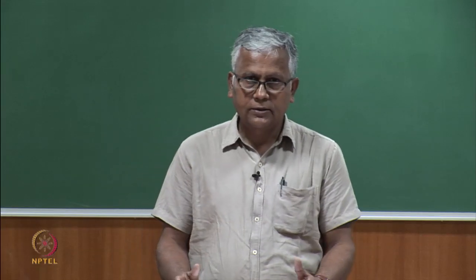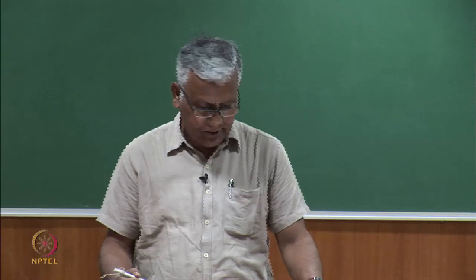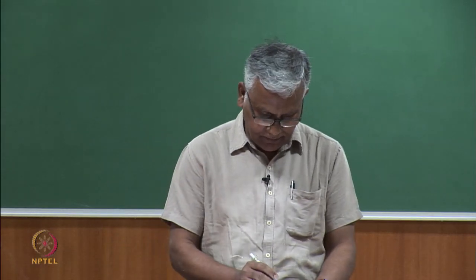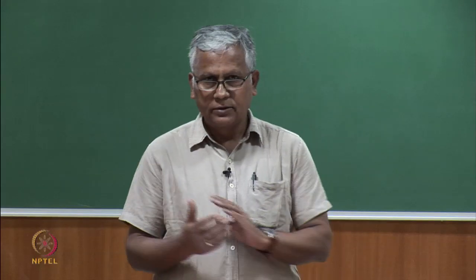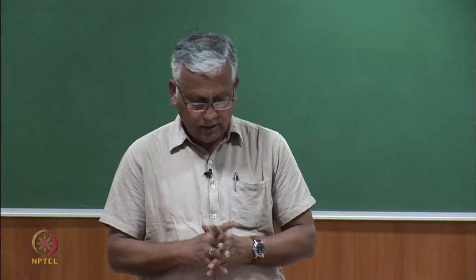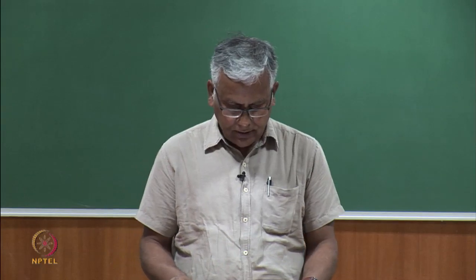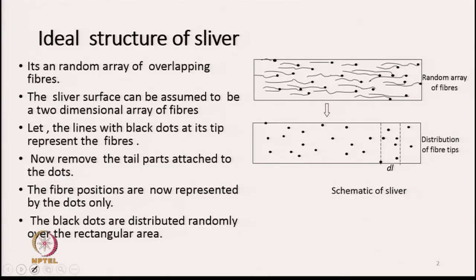Today we are going to discuss some theoretical aspects related to drafting. First, an ideal structure of sliver. We are drafting sliver. Therefore, we first understand the structure of a sliver. Sliver is a random array of overlapping fibers. The sliver surface can be assumed to be a two-dimensional array of fibers.